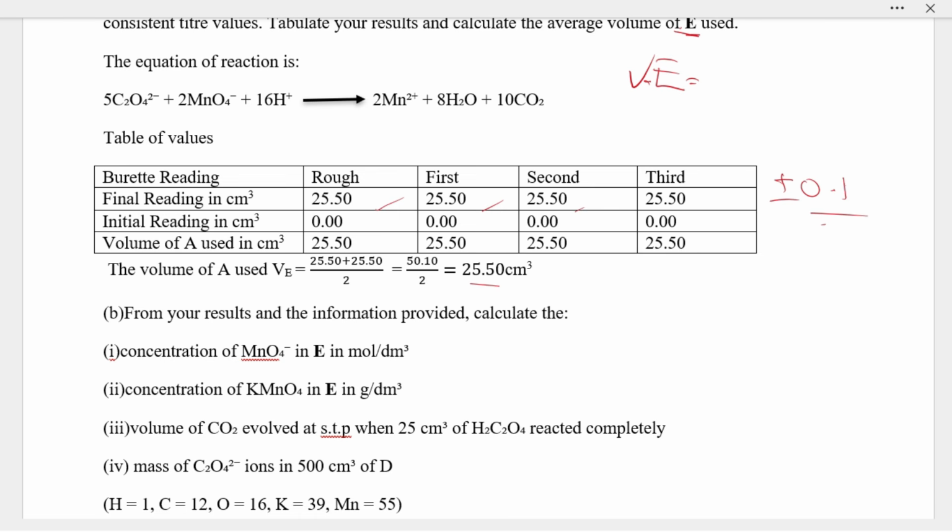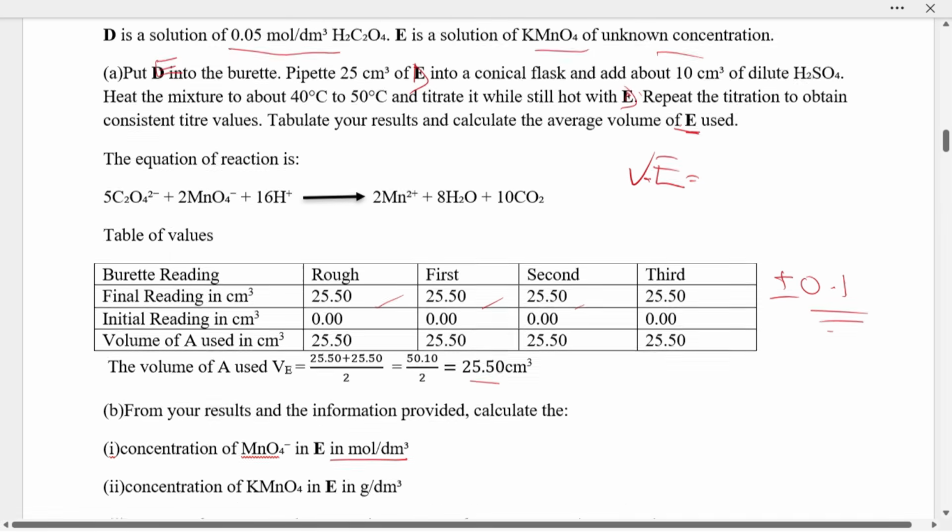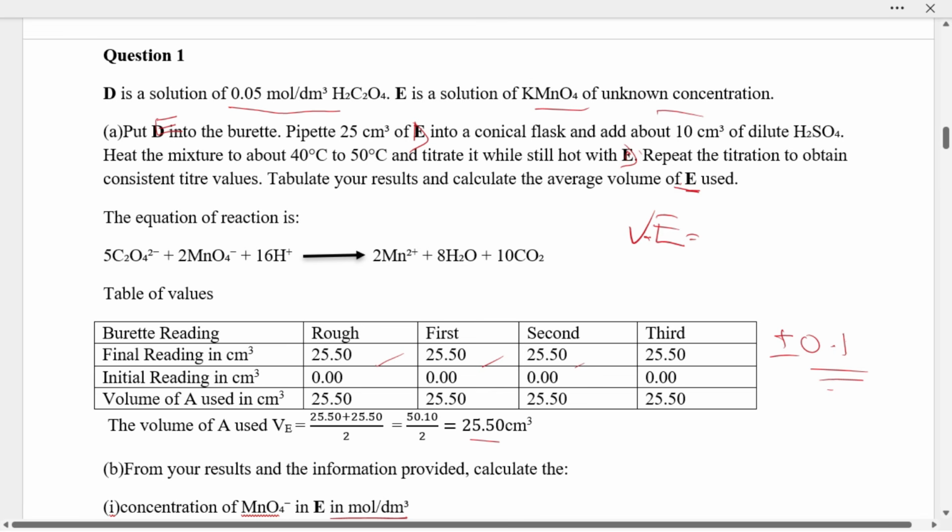Why do I like this so much? You want to have your free 10 marks on the table. We're going to be using this table for the O4 question, so take note of that. Question number 1: from the result and information provided, calculate the concentration of E in mol per dm³. So going back to the question, we're not given the value of E in mol per dm³.